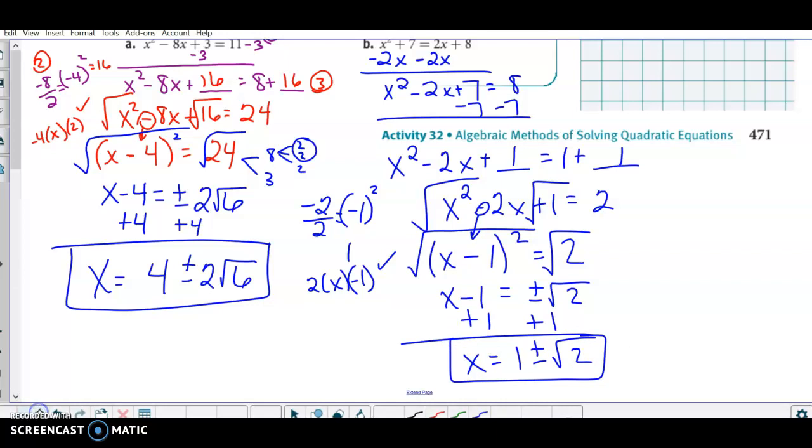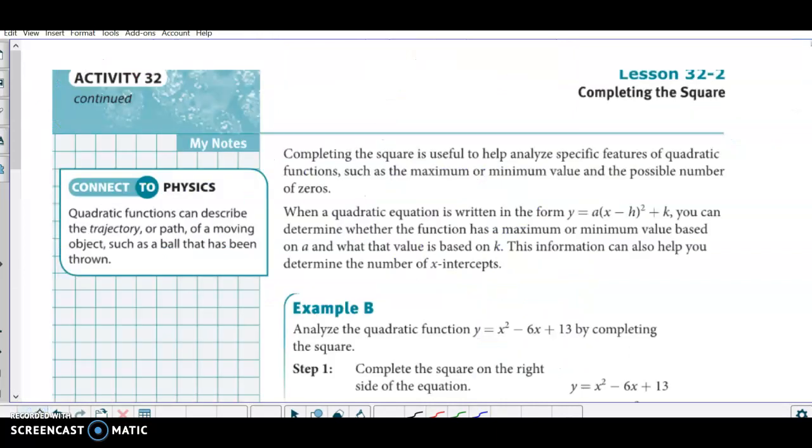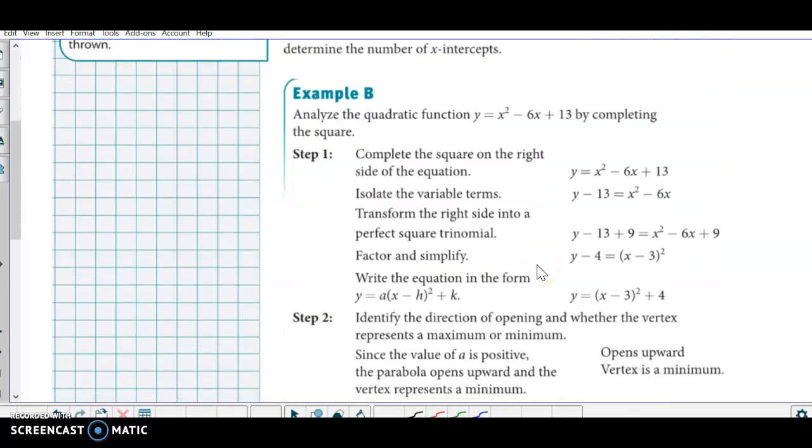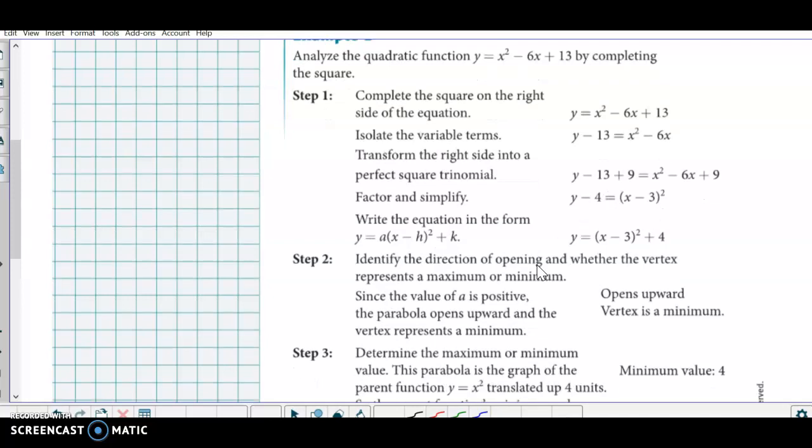Now the second thing we can do with this is we can use this when we're looking for certain things on a quadratic. This will help us tell a min or a max. It tells us how many zeros we have. We can also create an HK format. So you can see here, they have completed this square. Now I'm going to solve this one over here.